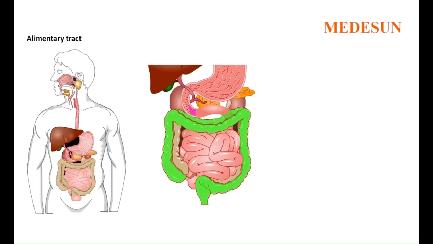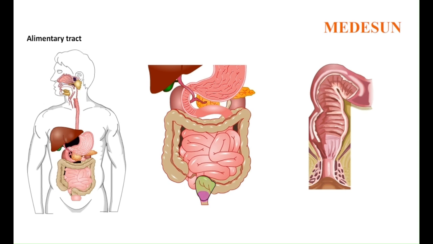Large intestine. The large intestine is larger in diameter than the small intestine. This begins at the ileocecal junction and ends in the anus. It is made up of the colon, rectum, and the anal canal. The function of the large intestine is to absorb water and electrolytes and eliminate waste in the form of feces.